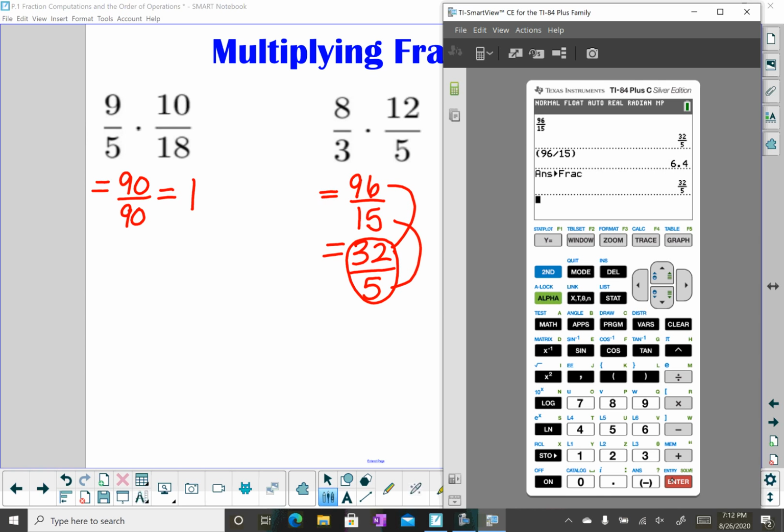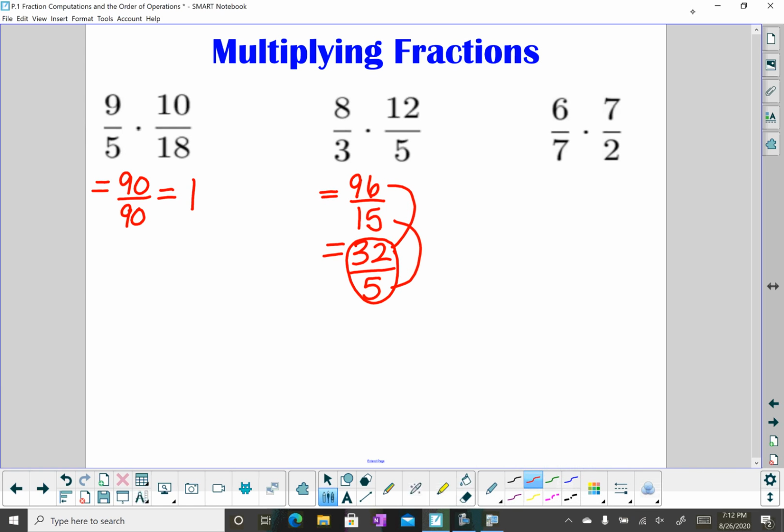A couple other quick things on the calculator if you're not familiar with it. If you hit second and then mode, that'll always take you back to this home screen. If you hit second on, that'll turn your calculator on and off. If you hit y equals, there we go, that will take you to some places where you can type in equations, and then if you hit graph, that will take you to a place where you can graph equations. Again, things we'll talk about a little bit later on. All right, let's move on to the next problem.